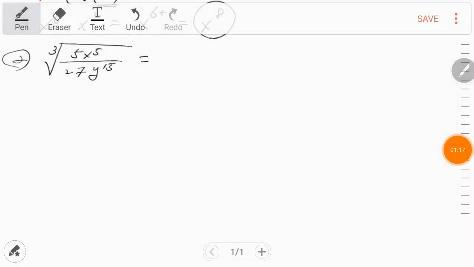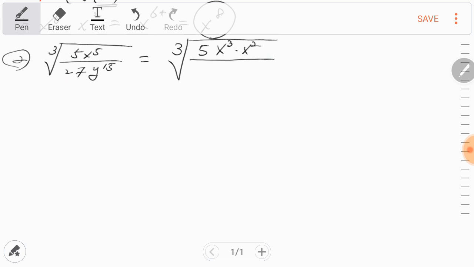Okay, number 2. The index is 3, so we will try to make third powered factors in the radicand. So let's check each factor. Okay, 5 is just 5. x to the 5th power: 5 can be divided into 3 plus 2. So you can make it x cubed times x squared, so that the exponent will be 3 plus 2 is 5.